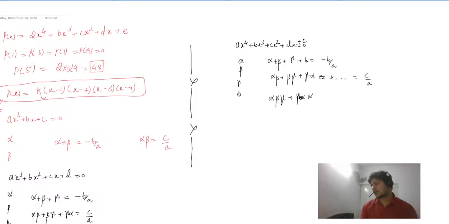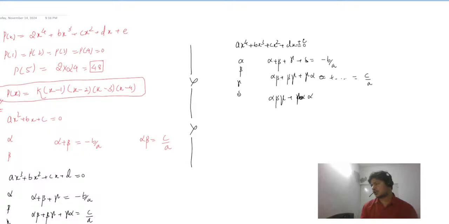For roots, how will it go? First, you will get alpha, beta, gamma, then beta, gamma, delta, like this that you have to write. That will come under d by a. So minus b by a, c by a, then it will come as minus d by a. And at last, if you are writing alpha, beta, gamma, and delta, that will become e by a. Got it?